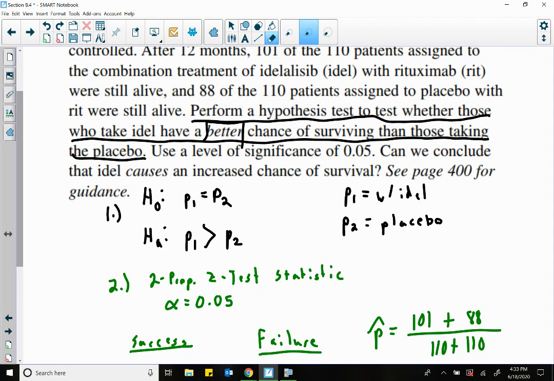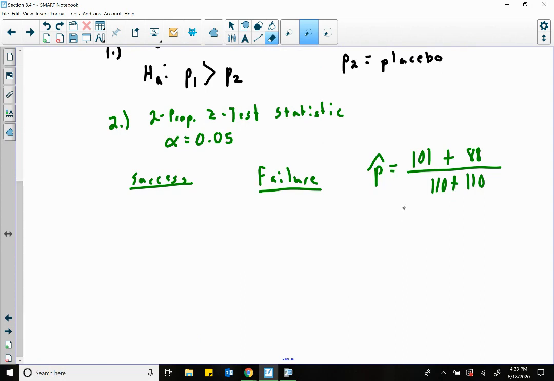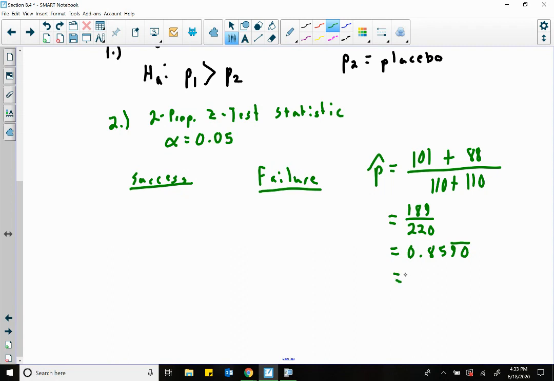So we go to our calculator, we take 101 plus 88, divide that by 110 plus 110, which is 220. So I'll show you the fraction. 189 divided by 220 gives us 0.8590, basically repeating. It's 0.859090909090 forever and ever. Okay? So there's our p hat. Okay, and they're probably going to have you round to 4 decimal places. So if they have you round to 4 decimal places, then we would just call this 0.8591. Again, read the fine print, okay, to let you know. So we'll use this as our p hat.